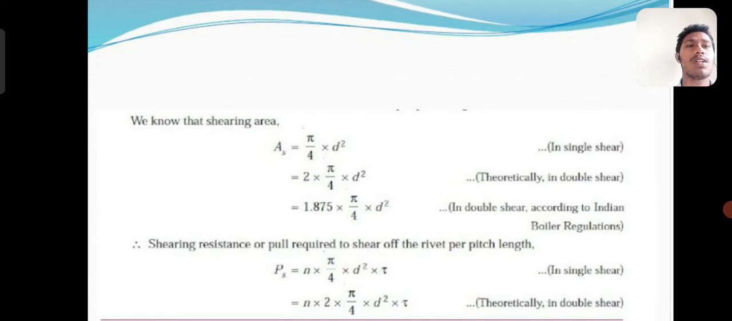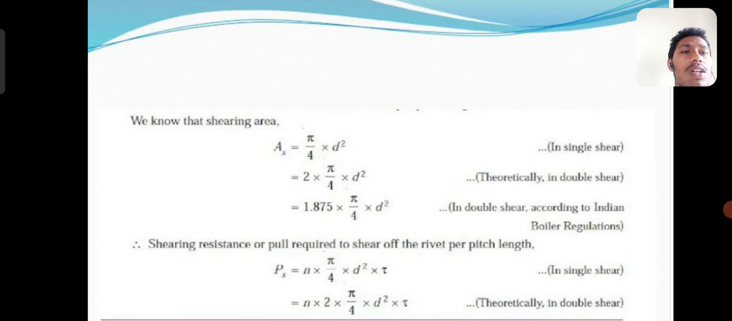We know that the shearing area AS is pi by 4 into d square, for single shear. In double shear, theoretically we multiply it by 2. And with further simplification, in double shear according to the Indian Boiler Regulations, it is 1.875.